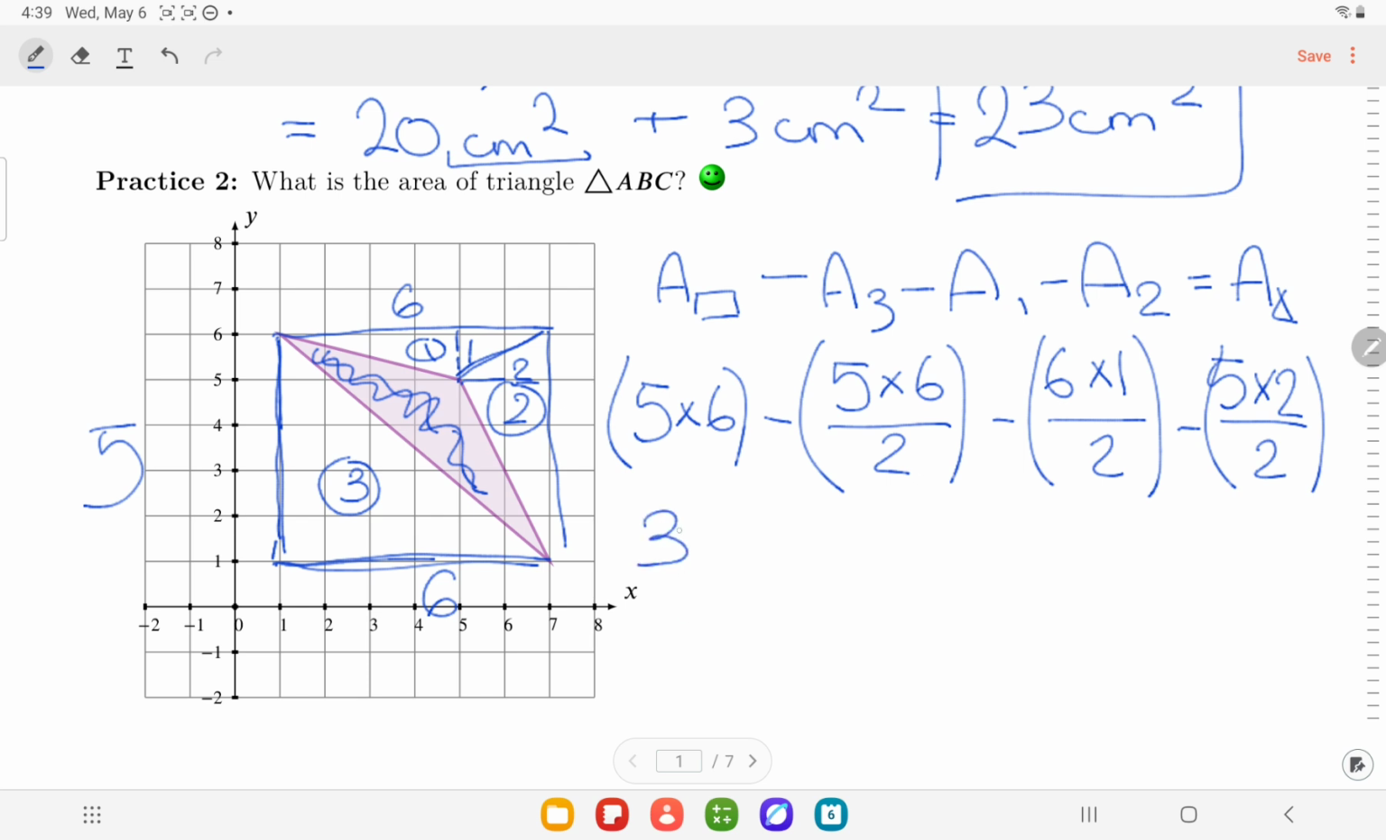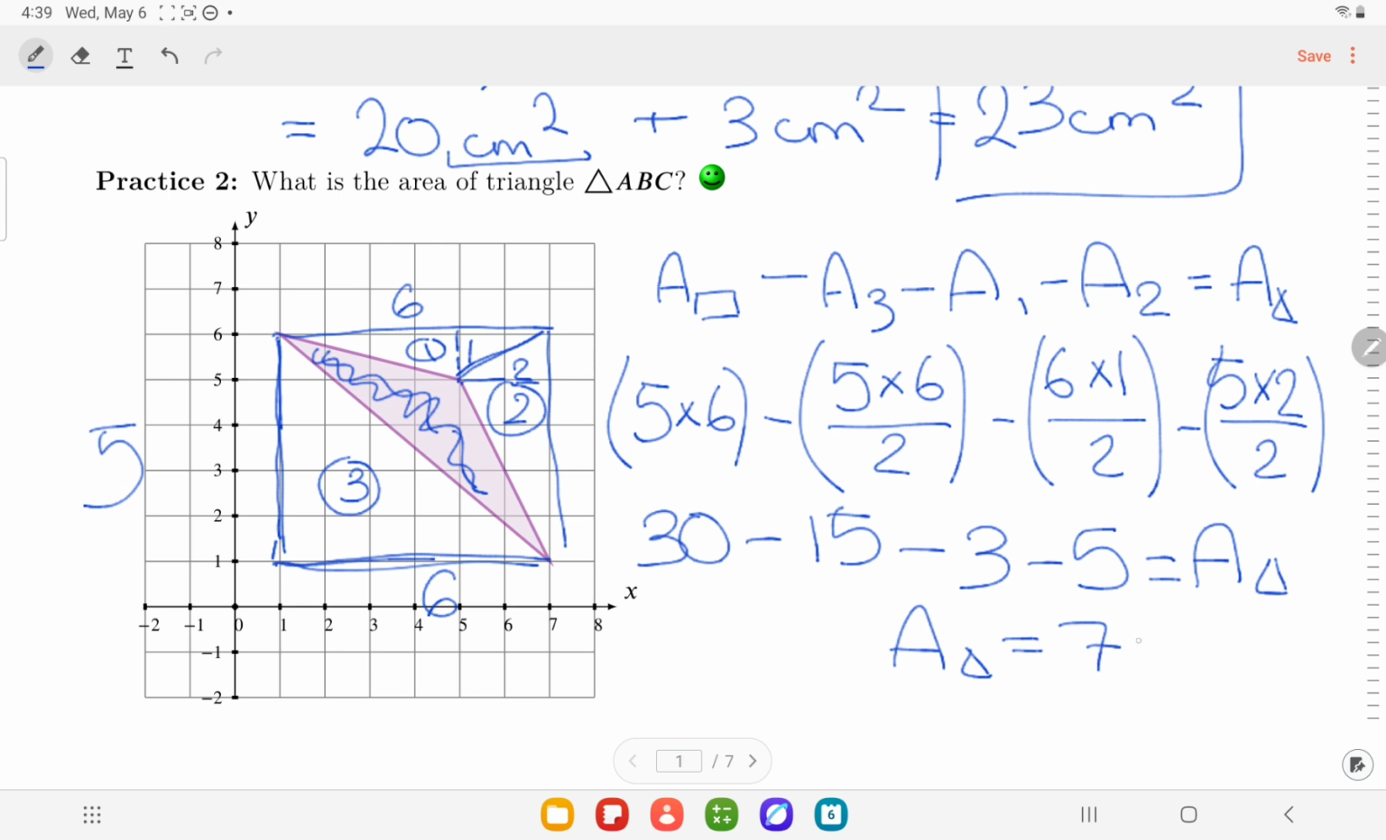So we end up with 30 minus 15 minus 3 minus 5 is the area of our triangle in the middle. And if you were to subtract all of these, you would get an area of 7 centimeters squared, if it is in centimeters, or it's just units. You could write 7 units squared.